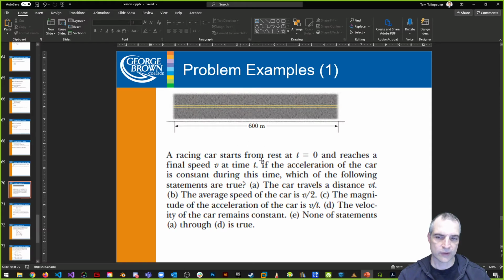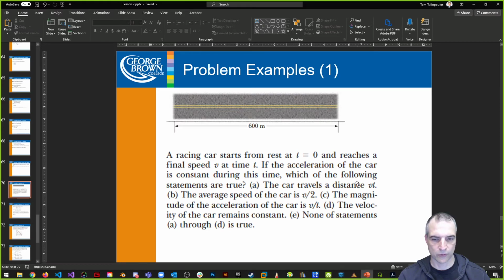A racing car starts from rest at t equals 0, time is equal to 0, and reaches a final speed v, whatever that speed is, at time t. If the acceleration of the car is constant during this time, which of the following statements is true? The car travels a distance of vt. Is that true or false? What do you think, guys?